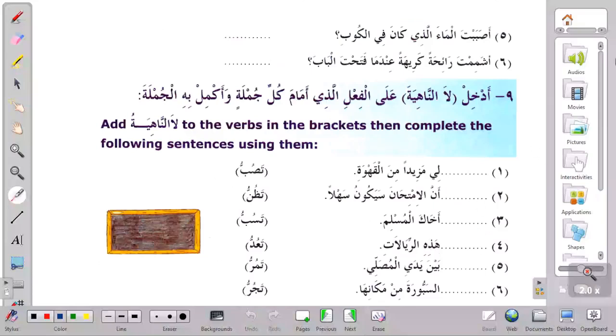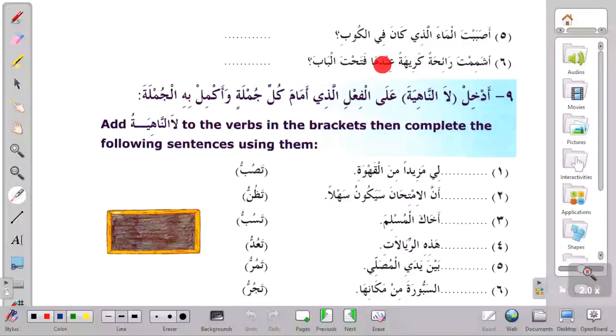Okay, now let's go. This is the continuation. We have number 5 here. Asababta al-ma'a allazi kana fil kub? Have you poured the water which was in the cup? If you are answering in the negative, you say what? La, lam asubba al-ma'a allazi kana fil kub. Now here, shamamta ra'ihatan karihatan indama fatahta al-bab? Did you smell a bad, disliked, foul smell when you opened the door? This indama is a zarf, zarf zaman.